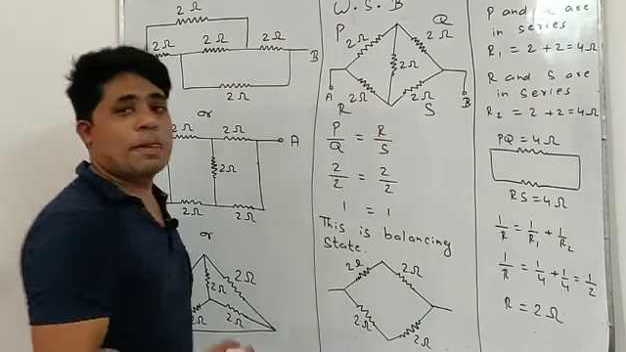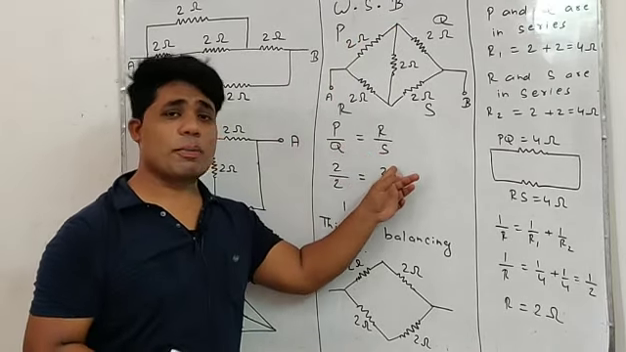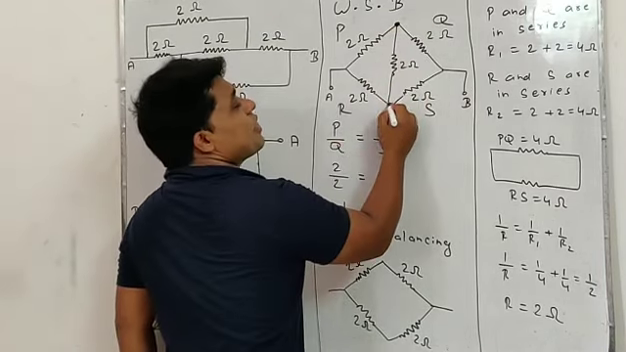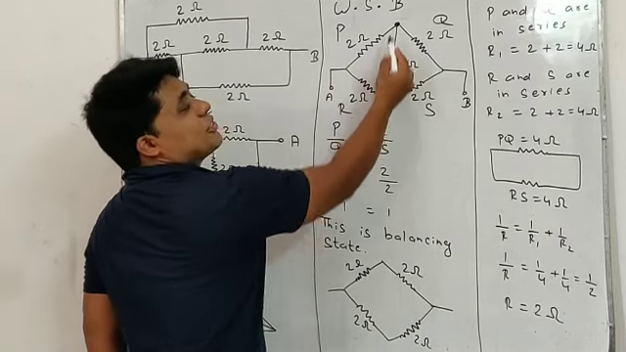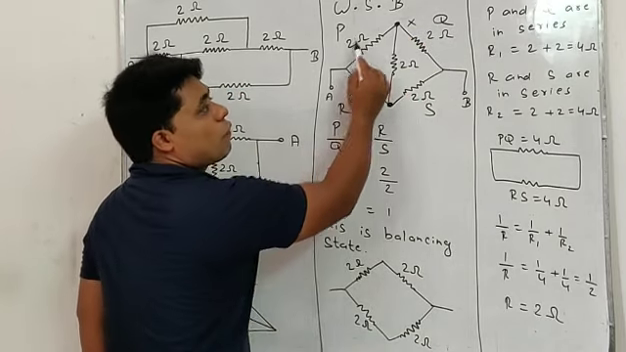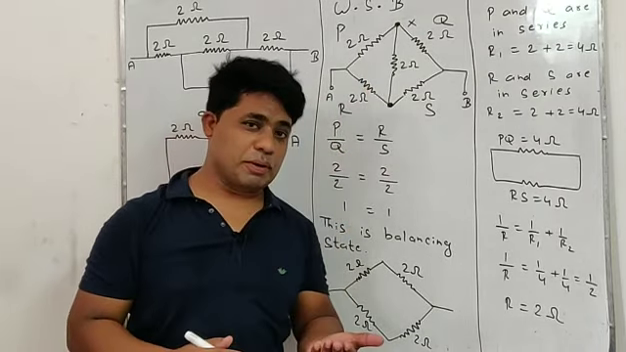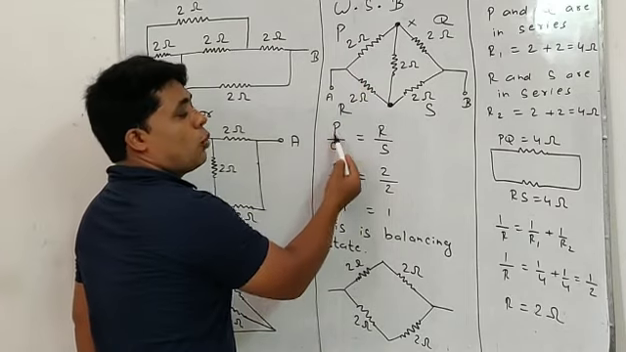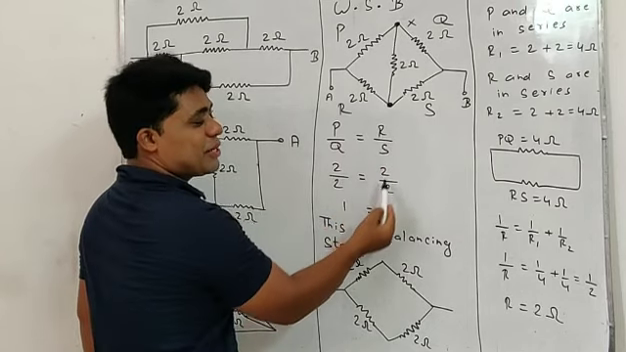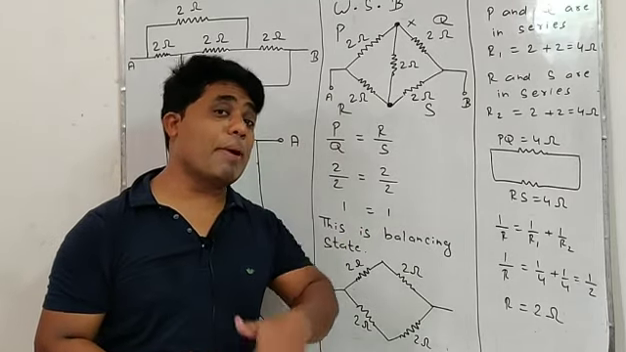P, Q, R, S. Because the principle of the Wheatstone-Bridge is P upon Q equals R upon S. When two points have the same potential and no current flows in the middle one, in that condition the ratio of the four resistances is P upon Q equals R upon S. That is the Wheatstone-Bridge principle. Here P is 2 ohm, Q is 2 ohm, R is 2 ohm, and S is 2 ohm, so the ratio is 1:1. Whenever the ratio comes equal, that is the balancing state.